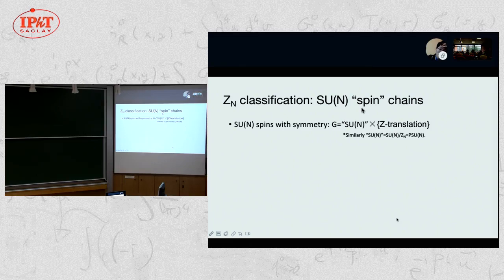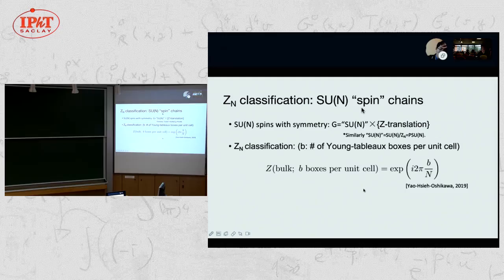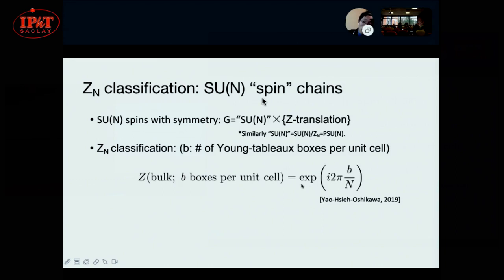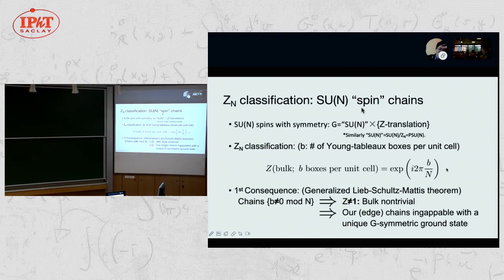So in SU(N) spin chains at each site, we have some SU(N) degrees of freedom, which is represented by some Young tableau boxes. And we found that the response partition function for some typical SU(N) times Z background gauge field is determined only by this B, the total number of Young tableau boxes per unit cell, modulo N. So it means that we have N classes depending on this B modulo N. Similarly to the SU(2) case, we have this consequence, that's the generalized Lieb-Schultz-Mattis theorem.